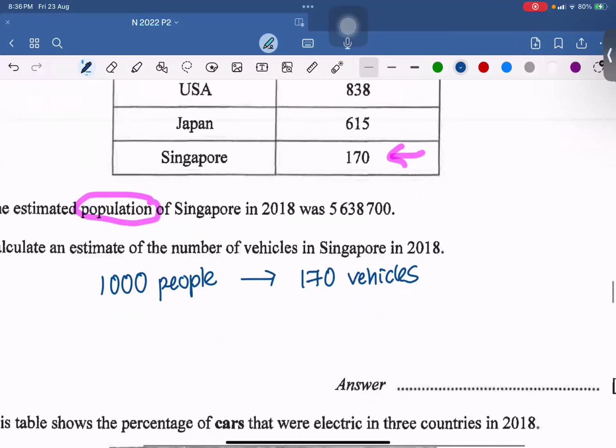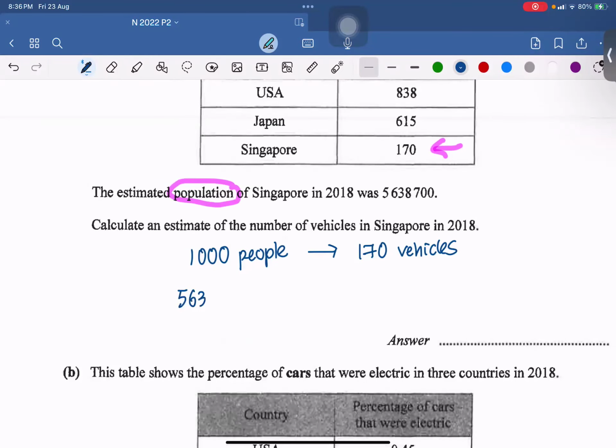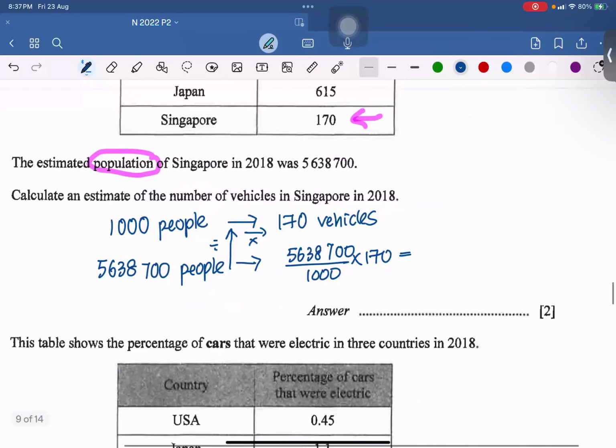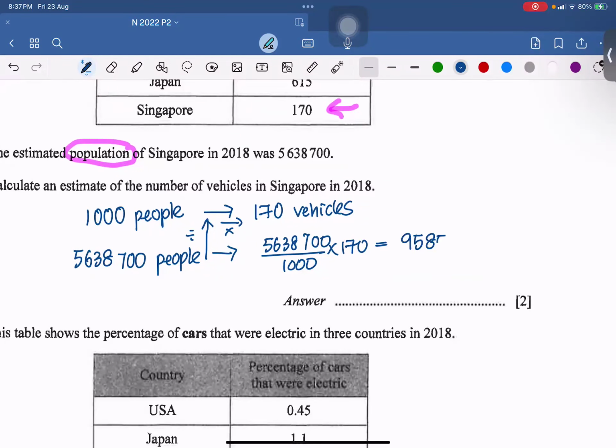Then now they gave me the population, 700 people. Population means people, right? So I'm going to do my proportion, divide, then multiply. Okay, calculator. Can you please help me check answers as well? Because sometimes I may make careless mistakes also. I got this answer. Do you all get this answer as well?